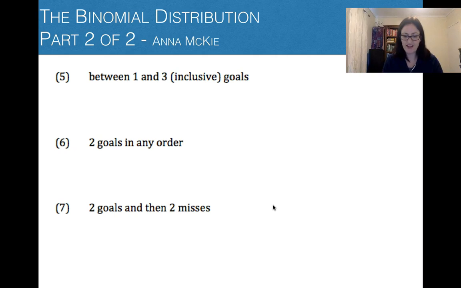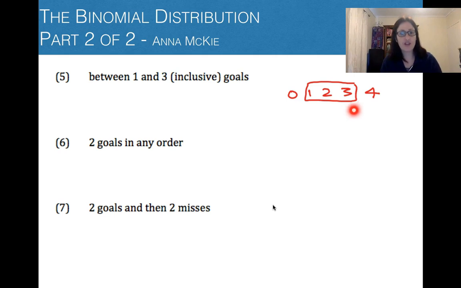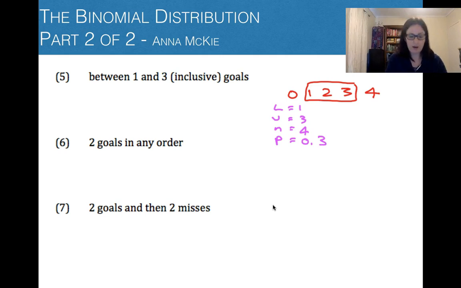And the last 3 that we're going to work out now are between 1 and 3 inclusive goals. Again, this is really handy to have this idea, the visual here, between 1 and 3. So you can see that you need to have 1 as your lower and 3 as your upper bound. So let's write that out. So off to the side we would write lower, upper, N and P. Our lower is 1, our upper is 3, N is 4, P is 0.3, and our probability statement is we want between 1 and 3, capital letter X each time, and we will come back and put the answer there.